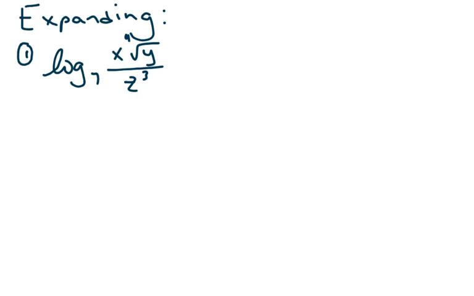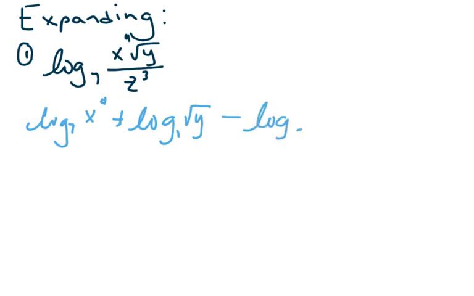So we're going to do log base 7 of x to the fourth, and then the square root of y is being multiplied to it, and when we expand it, that becomes addition. So we're adding log of the square root of y, base 7. We are then subtracting, since it's dividing by z cubed, we're going to subtract log base 7 of z cubed.